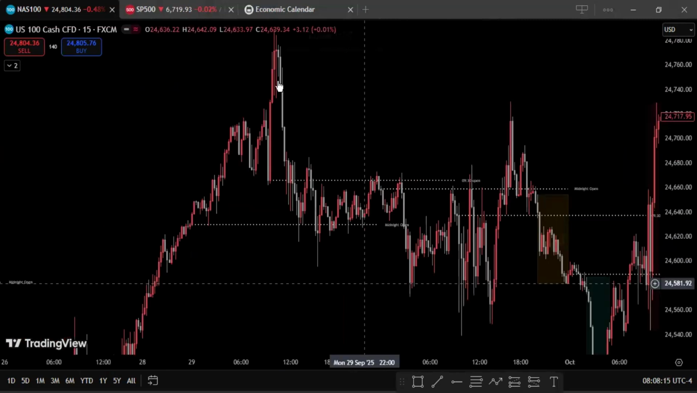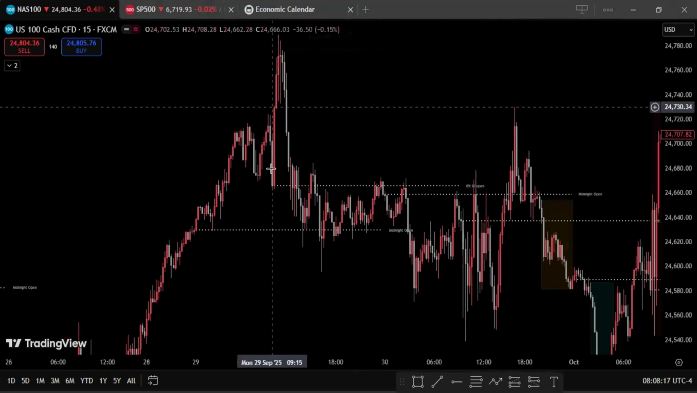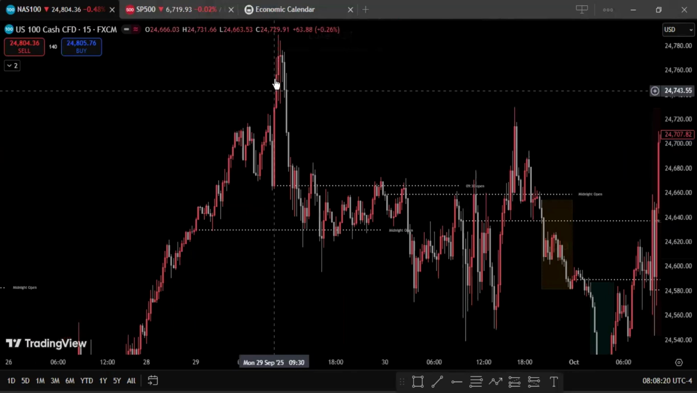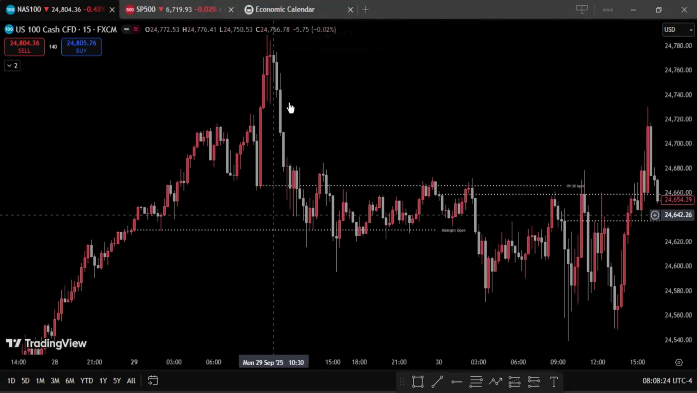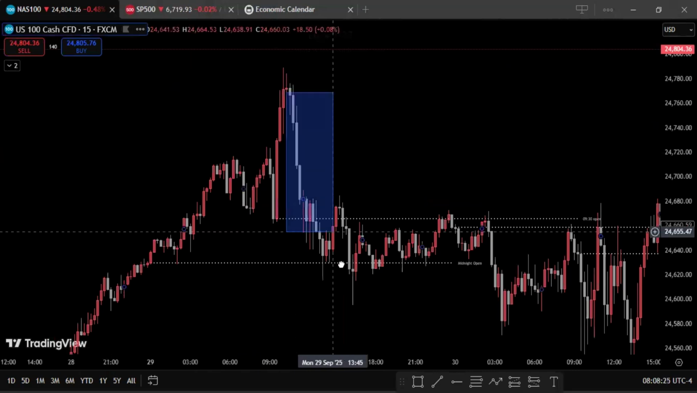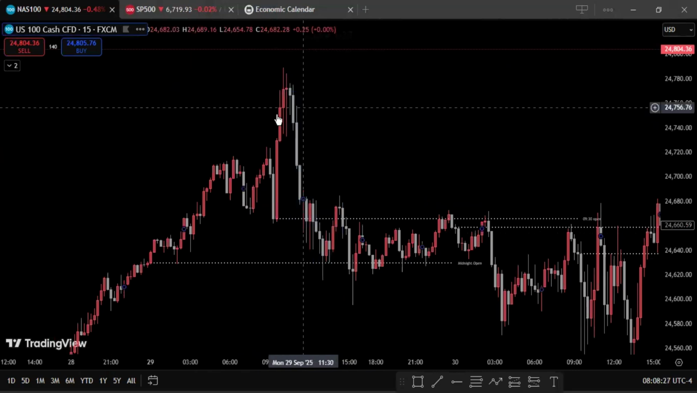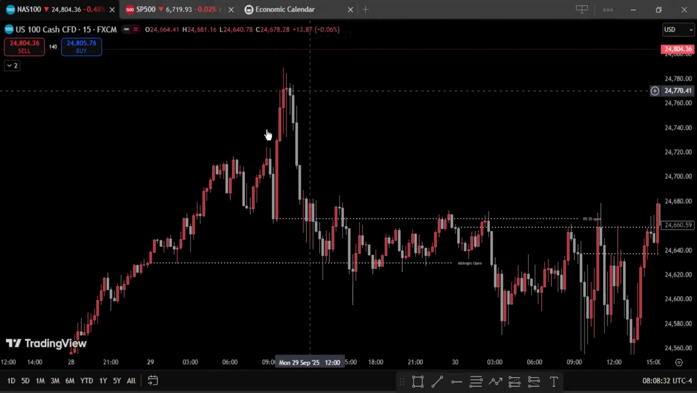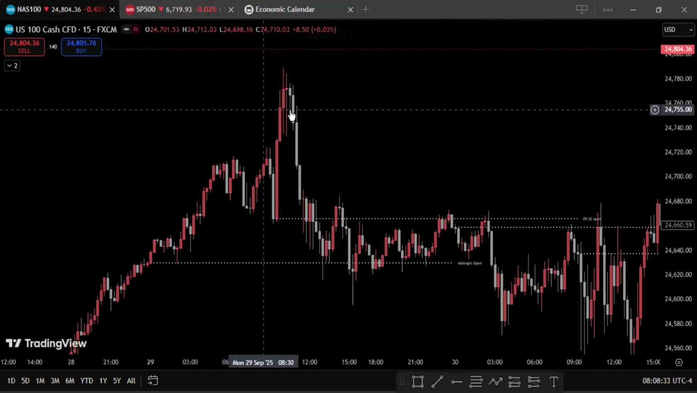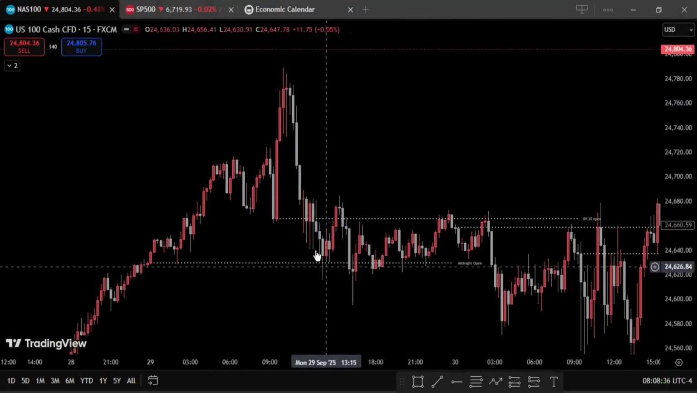And then we have our open here of the New York session. We traded higher, but then what happened? Came back down to the Midnight Open. This was a huge range here. We were in a deep premium. You wouldn't want to be looking for buys here while we are in such a deep premium. We should be looking for opportunities back to the Midnight Open.